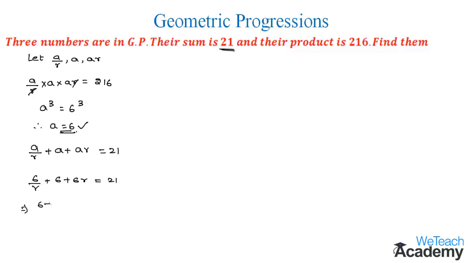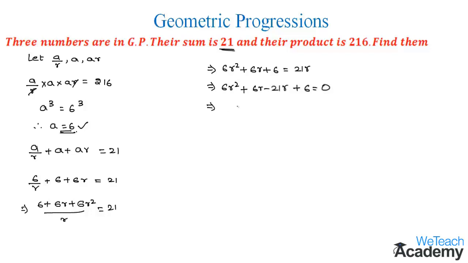So this would come as 6 plus 6r plus 6r square, if we take the LCM as r. And on the RHS we have only one constant term, which is 21. Now let us cross multiply this. So this would come as 6r square plus 6r plus 6 is equal to 21r. Now let us transfer 21r to the left hand side. So we get 6r square plus 6r minus 21r plus 6 is equal to 0. That implies we get 6r square, and by subtracting 6r from minus 21r we get minus 15r, plus 6 is equal to 0.